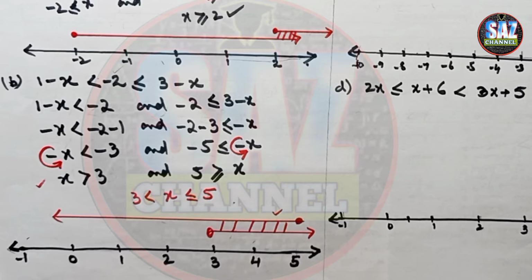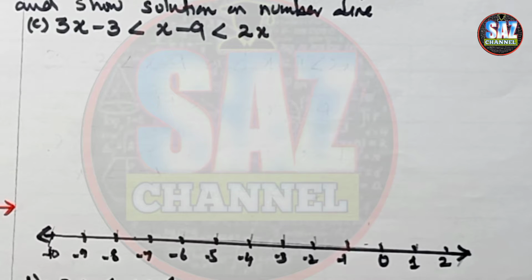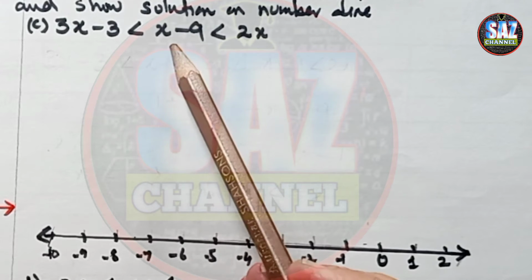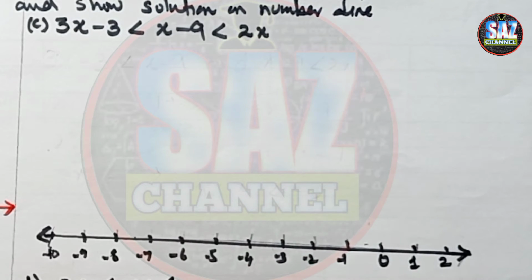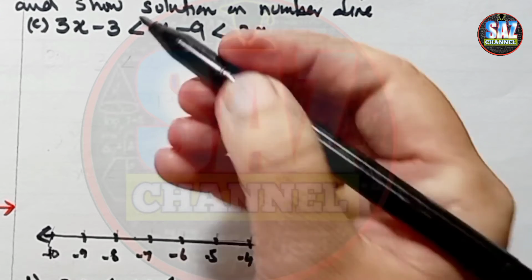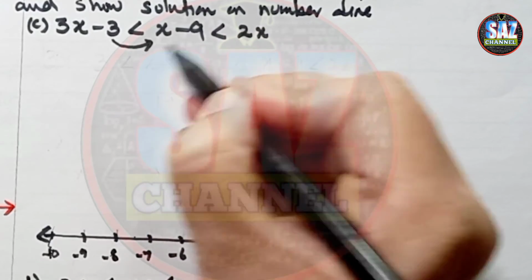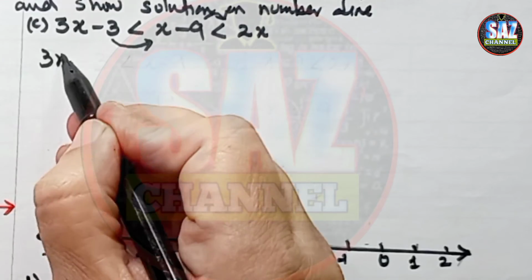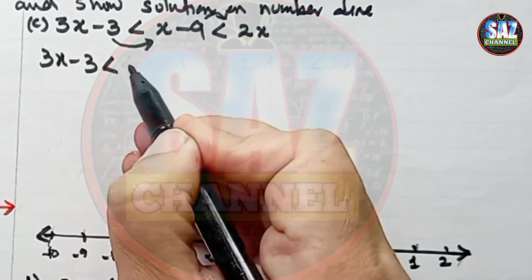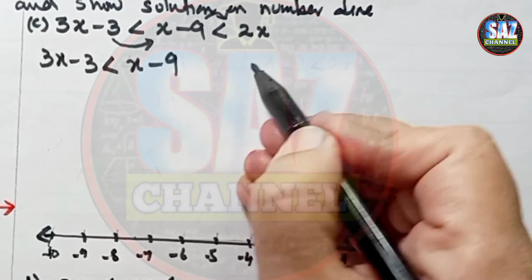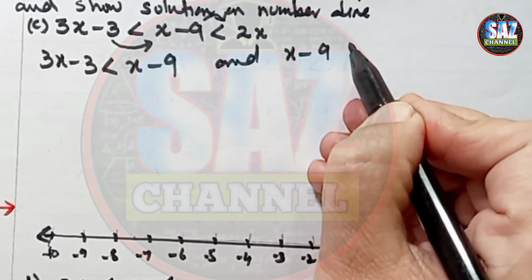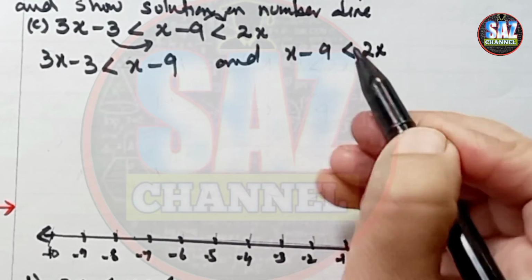Let's move to the next part of the question, and that says 3x minus 3 is less than x minus 9 is less than 2x. First of all, divide the inequality in two parts and solve them separately. 3x minus 3 is less than x minus 9, and x minus 9 is less than 2x.